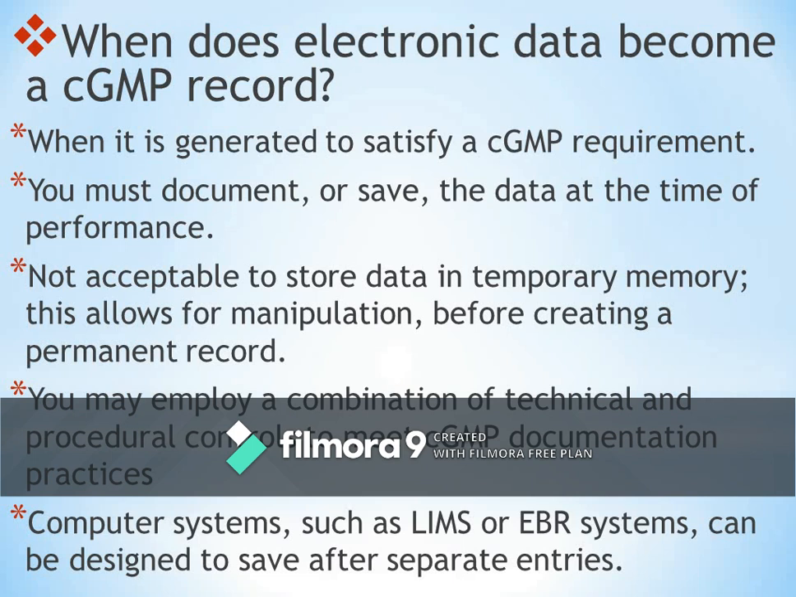This allows manipulation before creating a permanent record. You cannot put data in a temporary format. You may employ a combination of technical and procedural controls to meet the cGMP documentation practices. Computer systems such as LIMS and EBR systems can be designed to save the steps after their entry with an adequate electronic recording system.